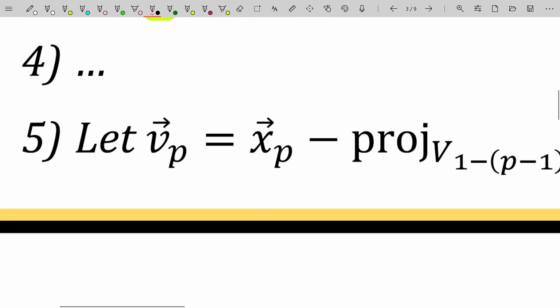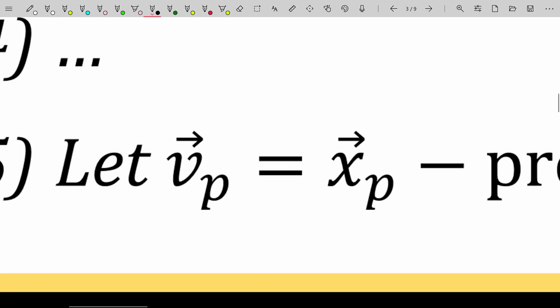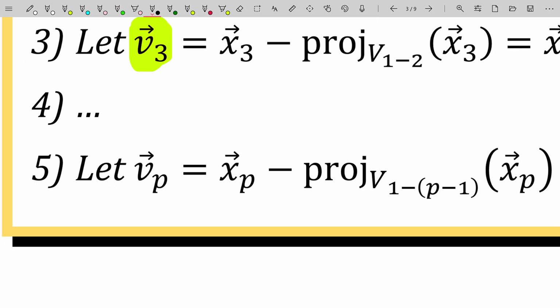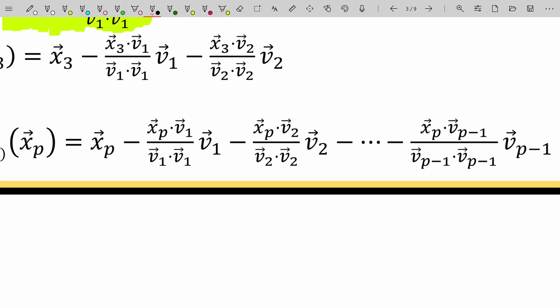So here's where the general formula comes in. We're going to let v sub p, our last orthogonal vector, or our pth orthogonal vector, be equal to x sub p minus a projection of x sub p onto the vector space that's spanned by v1 through v sub p minus 1. That is going to be this messy looking mess right there. Essentially all you're doing is you're taking your current vector x sub p and subtracting off all the orthogonal projections you previously found. And that's a great way to think about it.